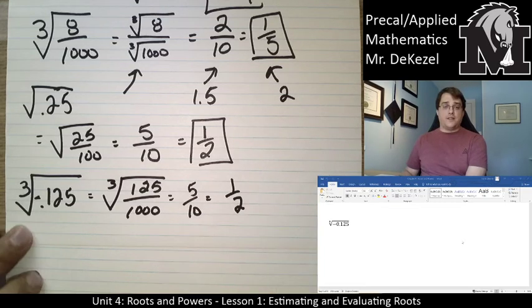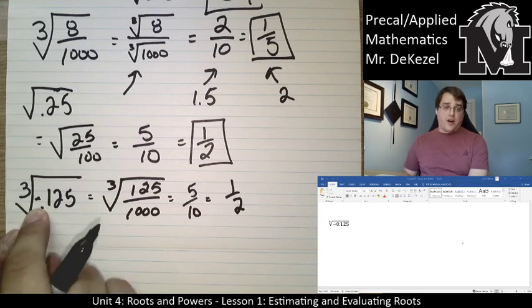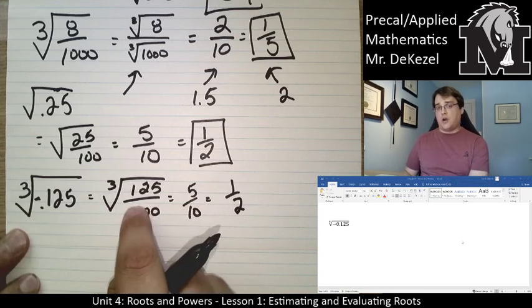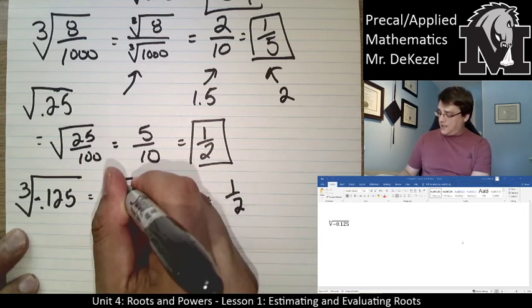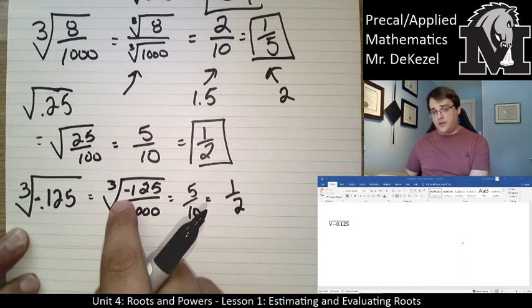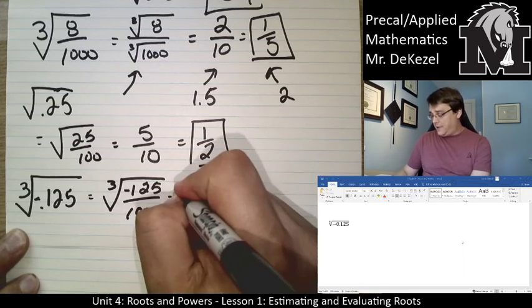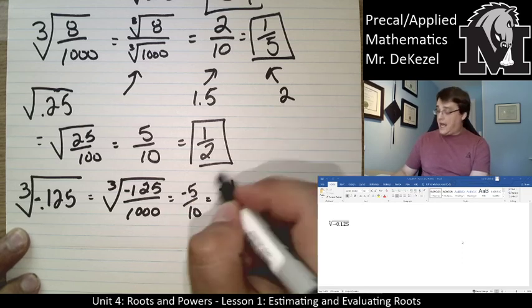I feel like I've forgotten something, and I have. I dropped the negative off as soon as I went to this, and that is wrong. That is not good. So what I can do is I can bring this negative along for the top part. So it actually should have been negative 125, which would have left me negative 5, which would have left me a negative 1/2.